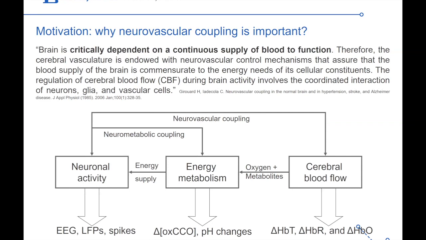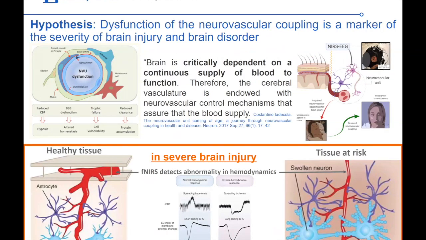So that's the idea. The basic hypothesis started from my work with Dr. Dreyer. Dr. Dreyer at Charité in Berlin has been working on this for a long time, where they're trying to identify what happens to this neurovascular coupling in severe brain injury.